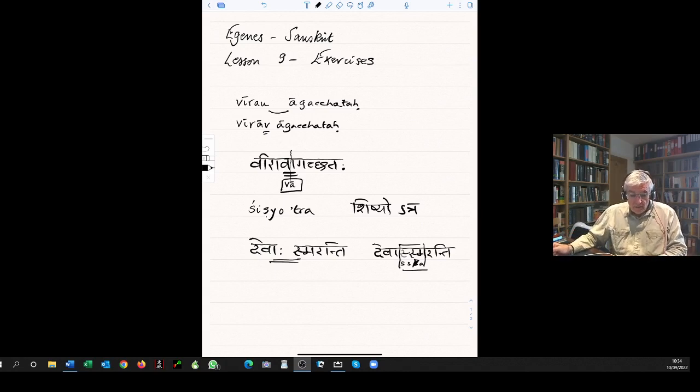Sentence G, Putrah pashyati, meaning the son sees. Visarga followed by a P, no change, leave it as it is, Putrah pashyati. Ashvah vadati, okay, you've got the visarga, the ah followed by a voiced consonant, so the ah becomes O, Ashvo vadati.